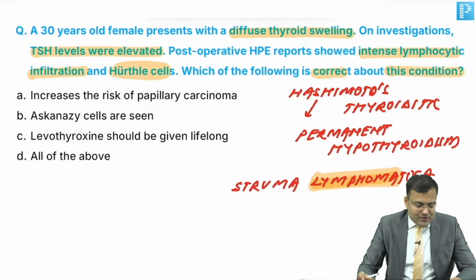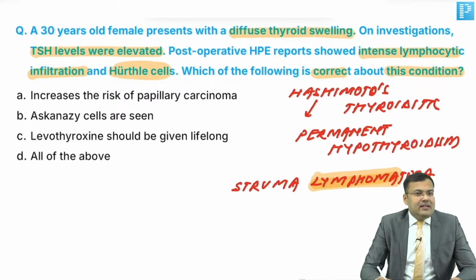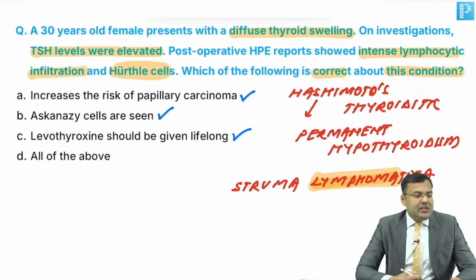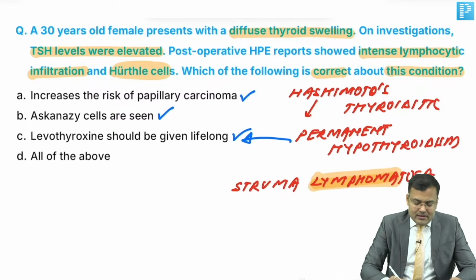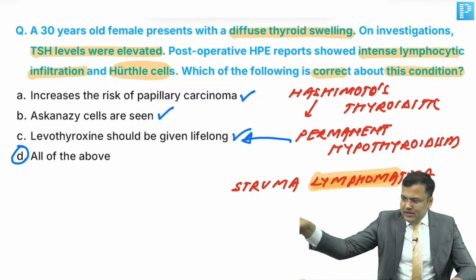So let's discuss the options one by one. See the first option, increases the risk of papillary carcinoma. Correct. Askanazy cells, Hurthle cells are seen. Correct. Levothyroxine should be given lifelong. Correct, because the patient is having permanent hypothyroidism. So can you tell me what is the correct answer? The correct answer is option D. Now see the next question.